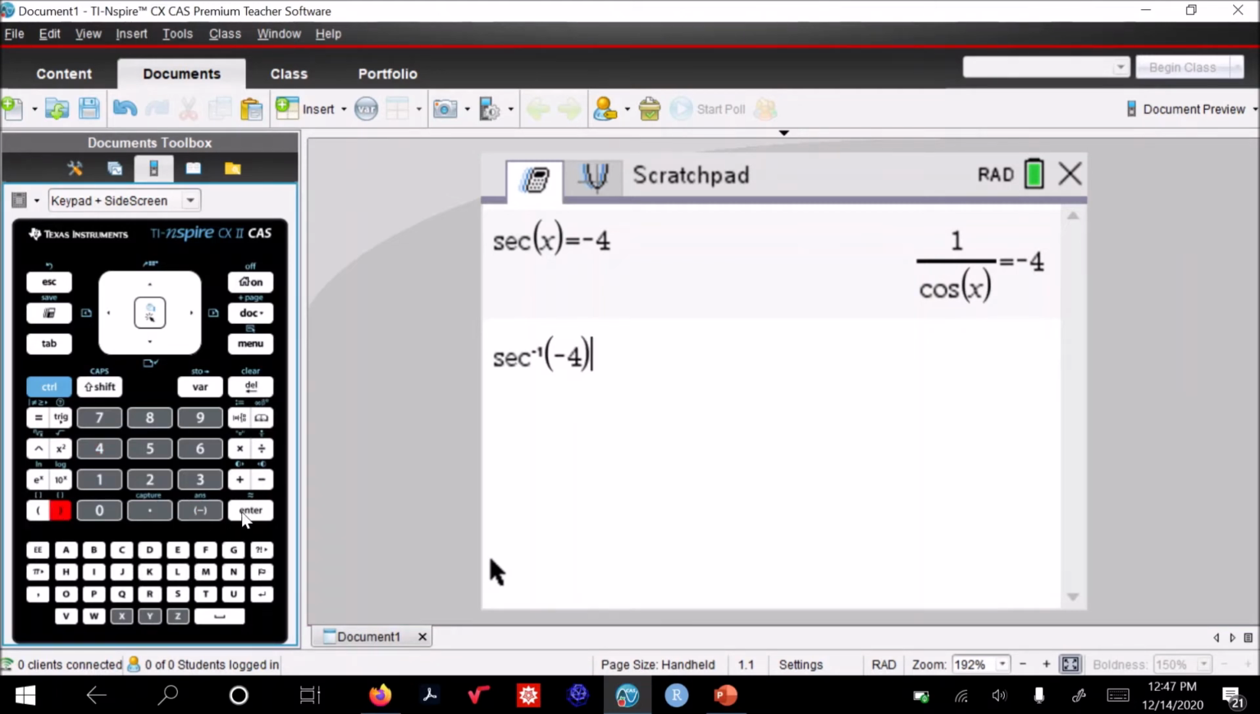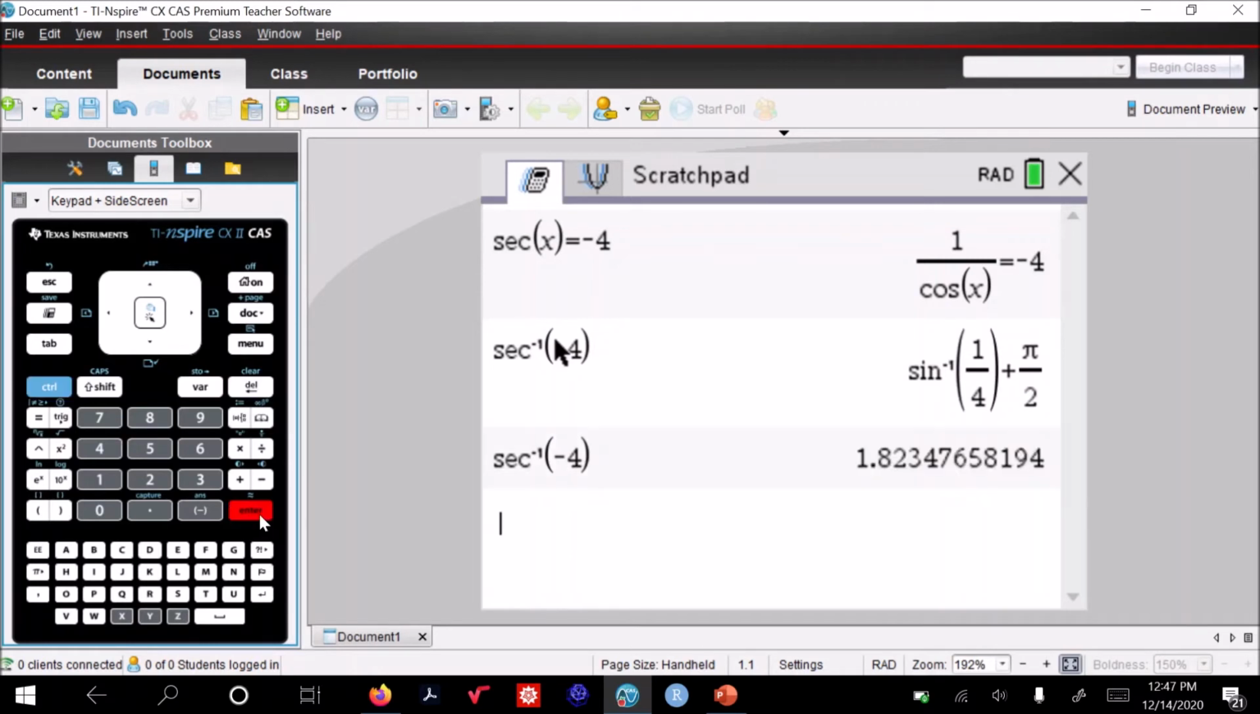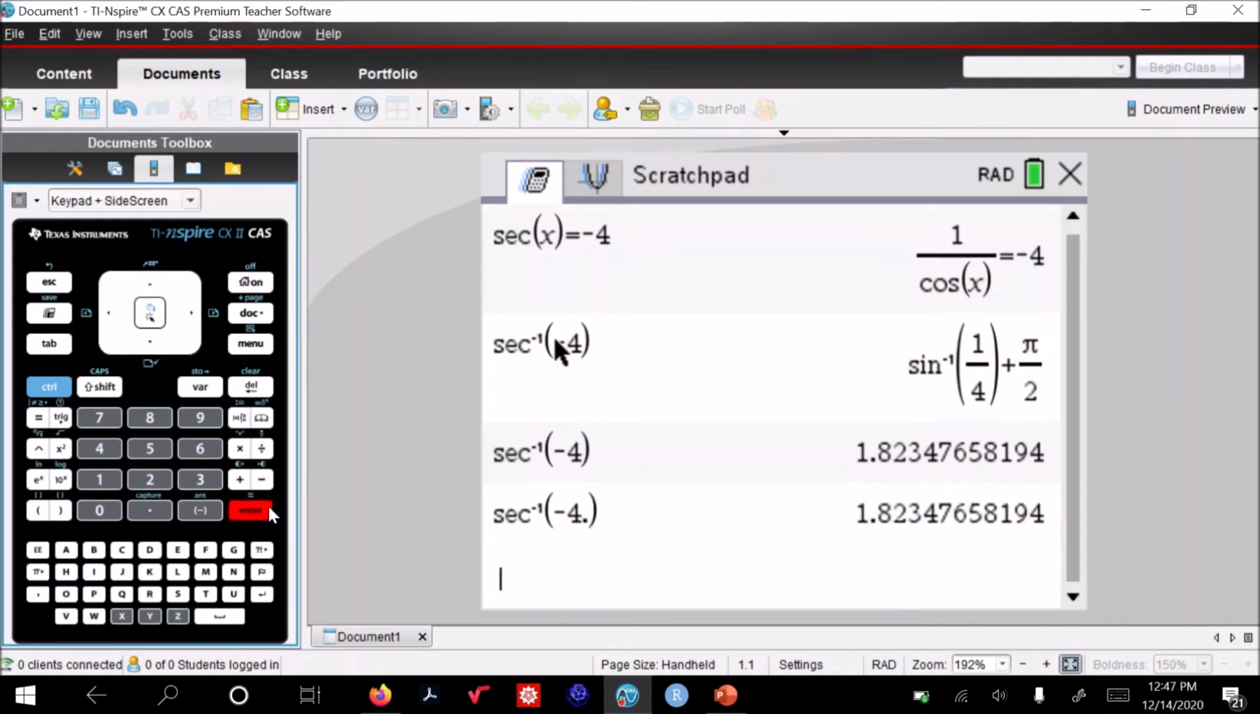is equal to x, so we want this, so we hit enter, and we notice it's going to give us a value that looks like this. This is the exact value. This is not what we want. So if this is what you get, there are two ways to get around this. You can either control enter, which will give us an approximation, or we can come in and put a decimal after the -4 and then just hit enter normally, also gives an approximation. So for our first answer, we have approximately 1.823. All right, let's go up to 3 decimal places.